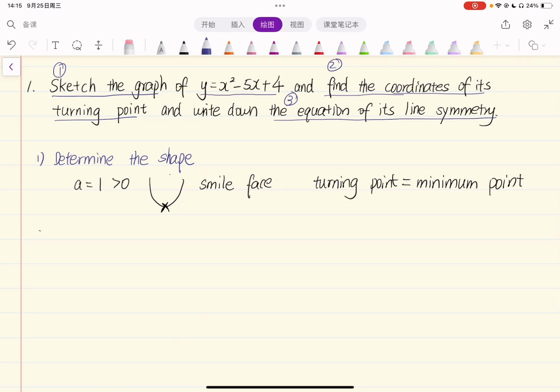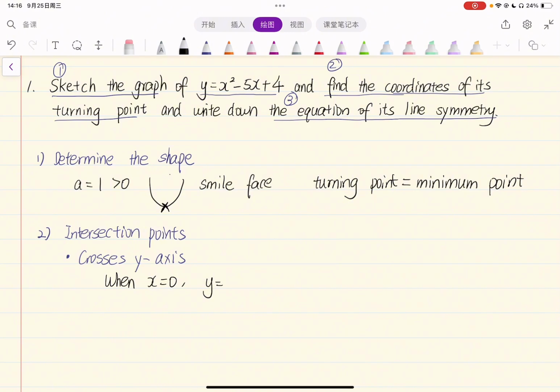And secondly, we need to determine the intersection points. Where it crosses the y-axis, that is when x equals 0. So y equals 0 minus 5 times 0 plus 4. So y equals 4. And we have the point where it crosses the y-axis at 0, 4.